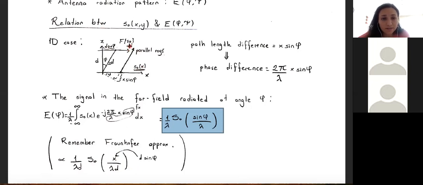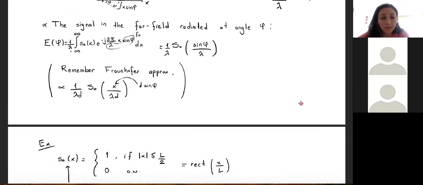Here, if you replace the relation between x prime and x into this equation, where x prime is the spatial position we have in this plane due to the spatial position here, if we write the relation between them for a propagation distance d, that's going to be d sine phi. If we replace that, you're going to get the same expression as well. I'm not going to go into details of that, but you can get the same result through the Fraunhofer approximation as well. That's what we proved before, of course.